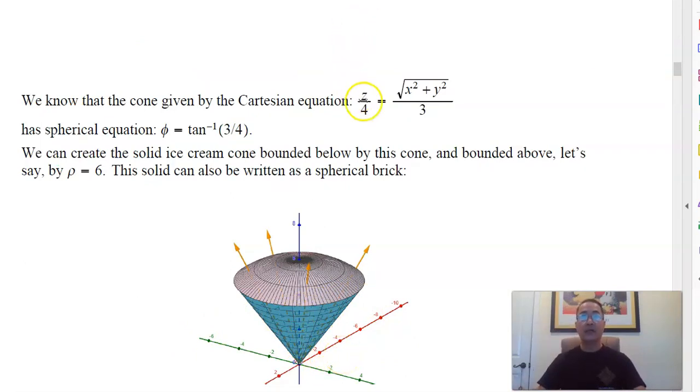We saw this cone a few minutes ago. So we have our phi equals inverse tangent 3/4, same formula. So how big should the cone be? You can make your rho any radius that you want. So here is rho equal to 6.